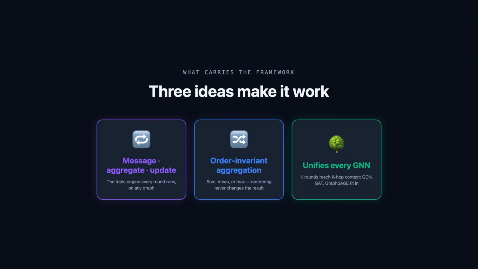Third, it unifies the whole field. GCN, GAT, GraphSAGE, and most graph networks are just different choices of those three functions, nothing more. And thinking this way even explains their limits, like why stacking too many rounds smears every node's features into the same mush, a problem people call oversmoothing.